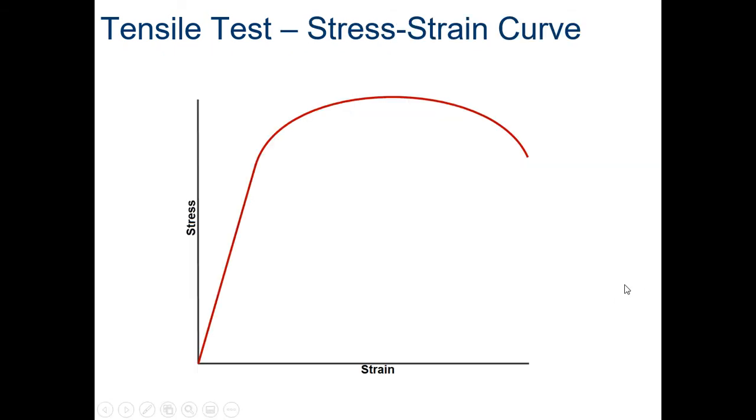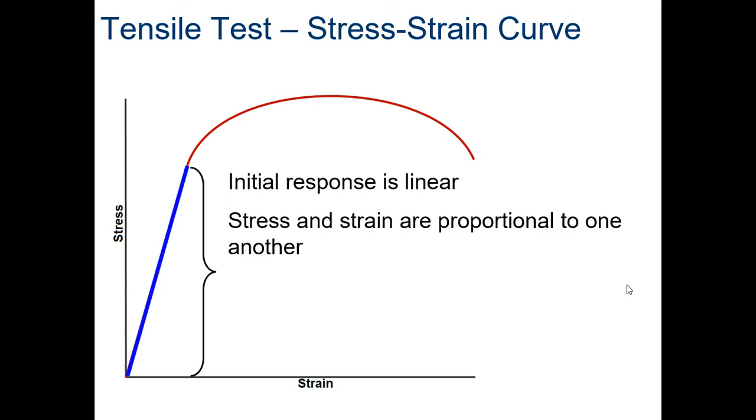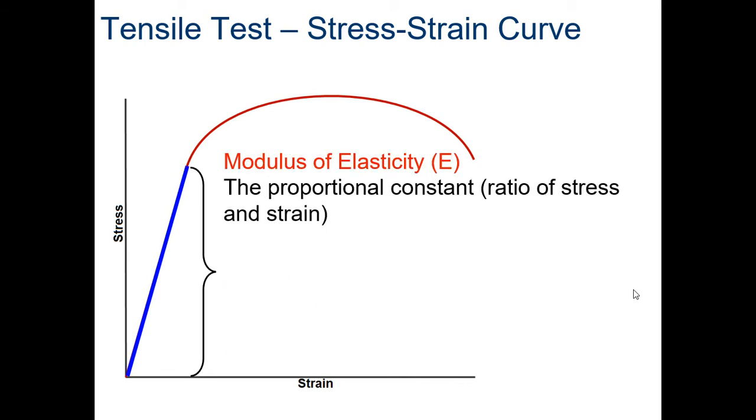Then you look at here's your graph of stress versus strain. Okay? So the initial response is linear. That portion right there. They're proportional to one another. That's also called the elastic range or the proportional limit. It's proportional because it's got the same slope throughout that entire portion. Okay?